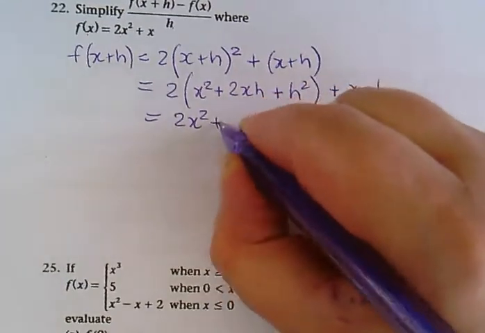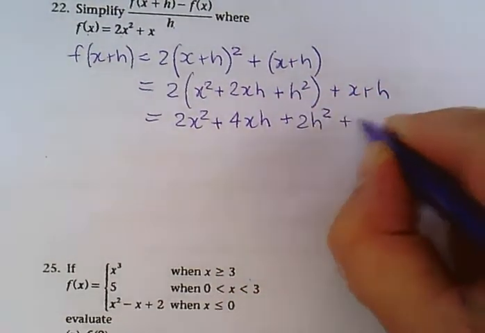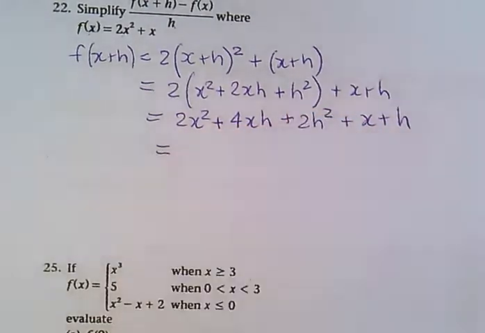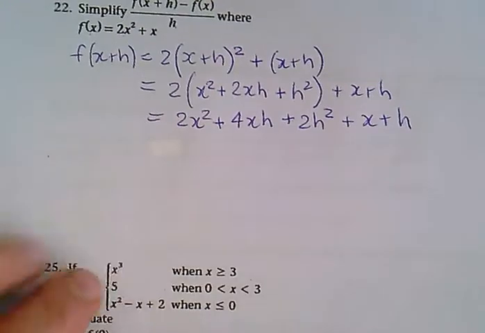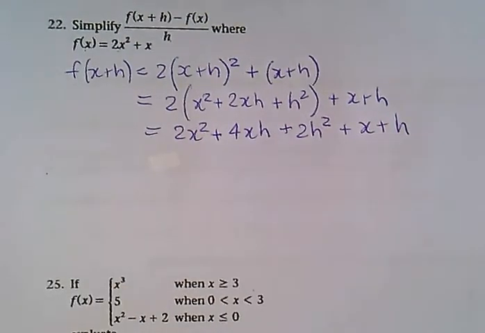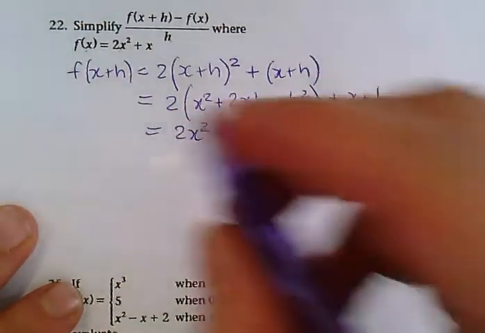2x squared plus 4xh plus 2h squared plus x plus h. And what do we get? Just that. You can't simplify it. No other x squareds, x's or h's. And that's that. Now, that's what function of x plus h is. Now we know what function of x is, we know what function of x plus h is.